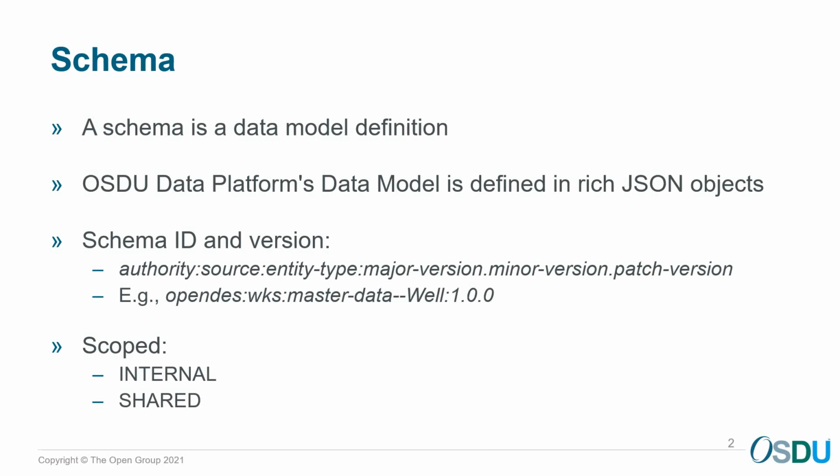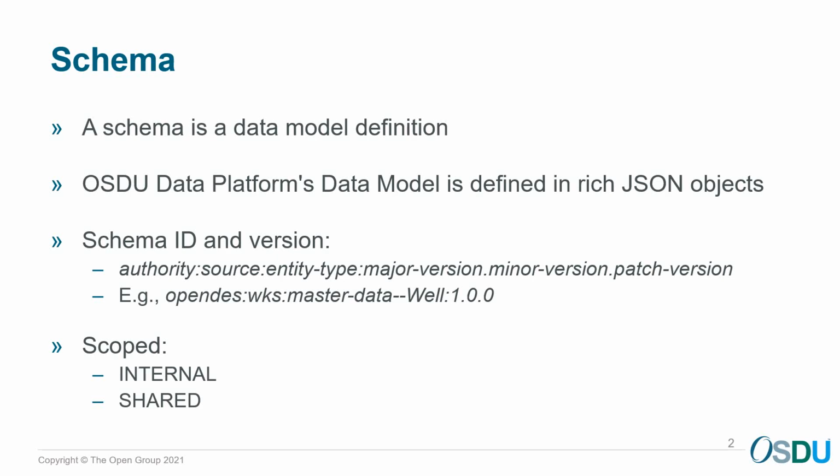The OSDU data model is defined in rich JSON objects as per the JSON schema specification draft number 7. Every schema in the model is uniquely identified and semantically versioned. The identifier has 4 sections separated by colons. The first section is the authority, which is the authority defining and managing the schema. The second one is the source from which the data of the given schema is expected. The third section is the entity type for which the schema is being defined. The last one contains the major, minor, and patch version that allow the semantic versioning.